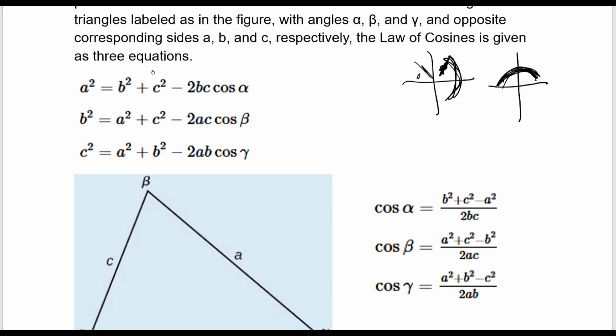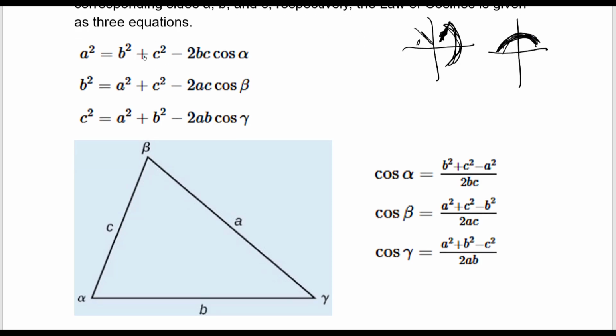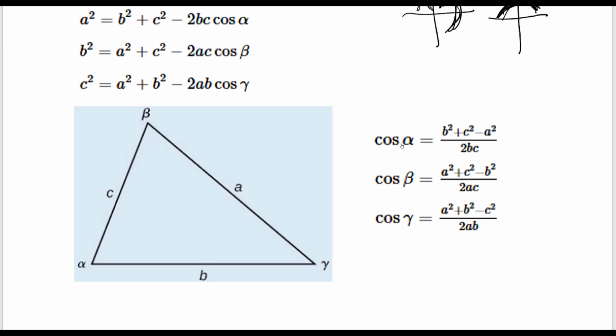The law of cosines is given as three equations. a squared equals b squared plus c squared minus 2bc cosine alpha. b squared equals a squared plus c squared minus 2ac cosine beta. And c squared equals a squared plus b squared minus 2ab cosine gamma. And then you can solve for these three in this format, solving for cosine alpha, beta, and gamma, and you get these. And I think it's nice that this book actually gives us the formula in this format as well, because if we want to find alpha, it's going to be cosine inverse of this quantity, and beta is cosine inverse of that quantity, and gamma is cosine inverse of that quantity.